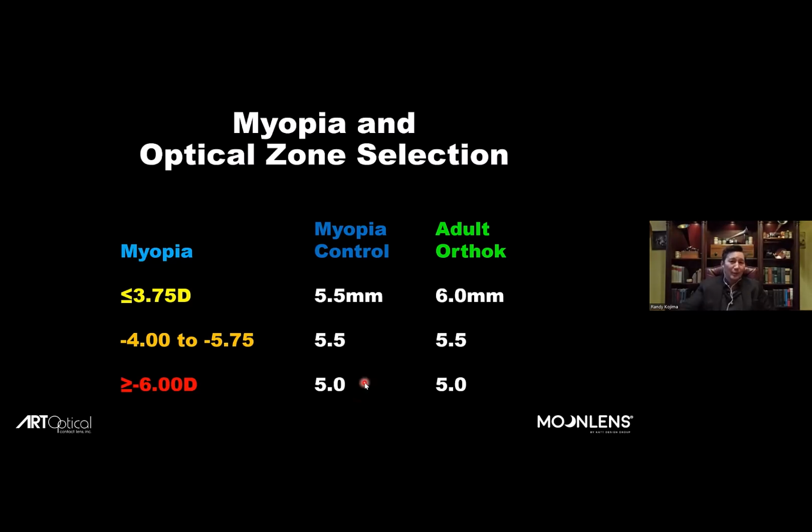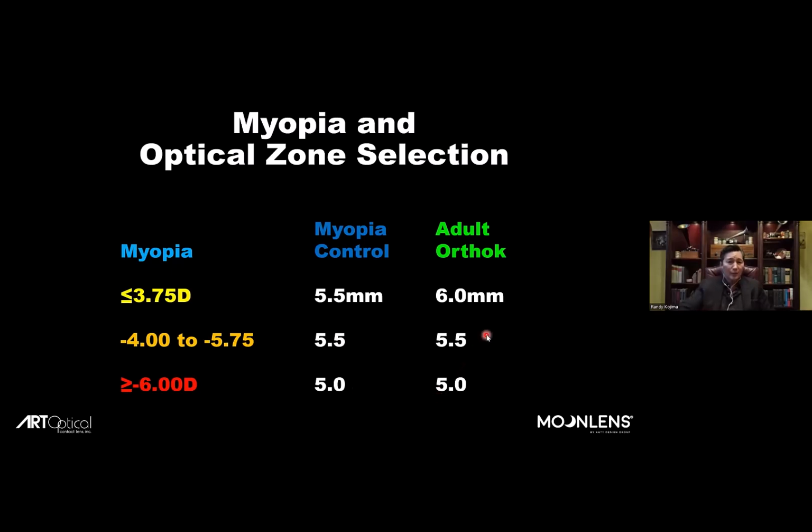If you're dealing with a patient that's young, and this is a myopia control candidate, then we would use a 5.5 millimeter optic zone for patients 3.75 diopters or less. We would also use the 5.5 optic zone if your patient were up to 5.75. So basically, if you're myopia control, we're using a smaller than 6 millimeter optic zone for most RXs. You'll go down to a 5 millimeter optic zone when the myopia is exceptionally high, 6 diopters or greater.